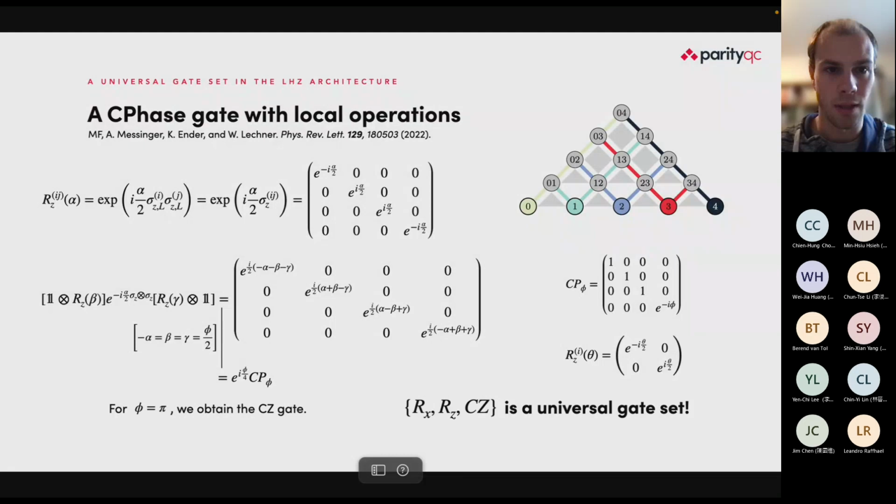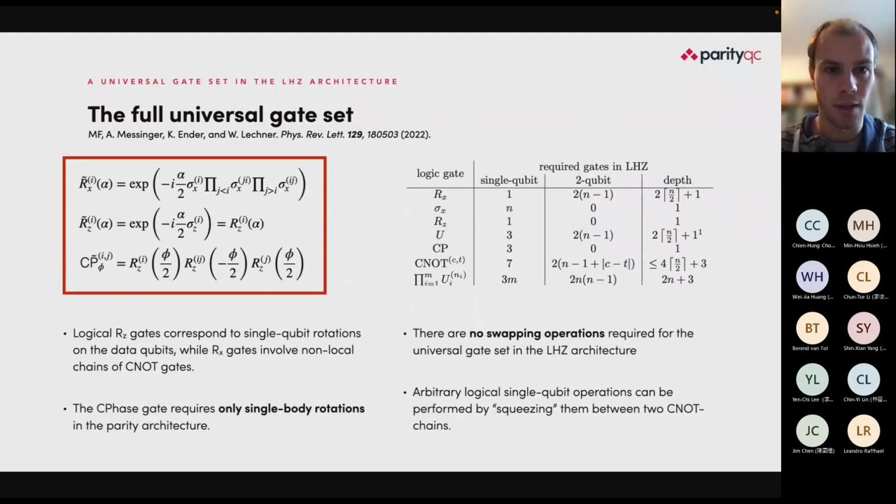And if we choose this angle phi to be exactly pi, we obtain the CZ gate, so the controlled phase flip. And with these 3 gates, which we have found now, we have found a universal gate set, which means that we can apply any arbitrary operation in our framework. And yeah, the full universal gate set looks now like that.